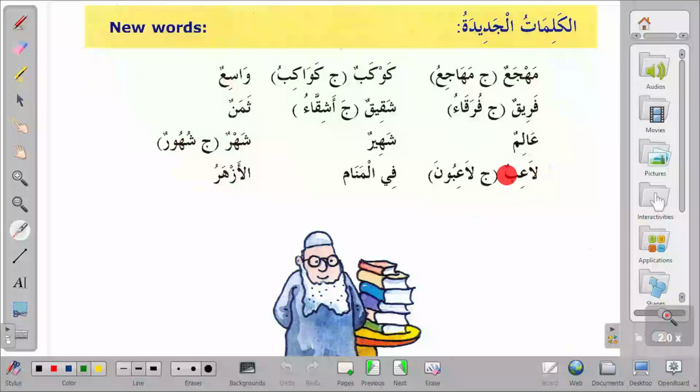La'ibun. La'ibun is a player, from the word la'iba yal'abu. La'iba is to play. So la'ibun is a player, mostly used for like a football player. The plural is la'ibuna. Fil manam. Ma ma'ana fil manam? Fil manam, in the sleep. So here specifically meaning in the dream. Okay, dream. So in the sleep.